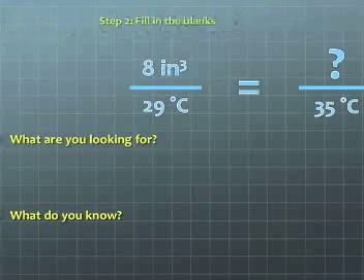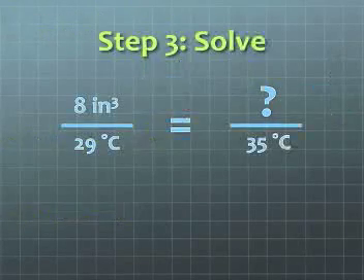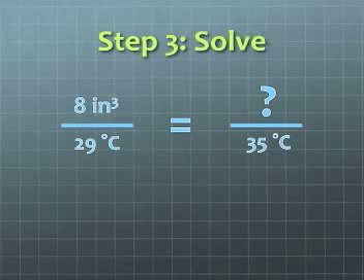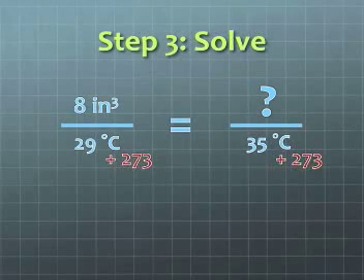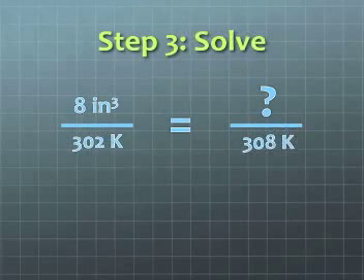For step 3, we want to go ahead and solve. So just do the math. 8 inches cubed divided by a temperature. What we have to do first is add 273 to convert the Celsius to Kelvin. The reason we do this is because in order to solve these gas laws, we need our temperature in Kelvin. So we're going to make that conversion: 302 Kelvin, 308 Kelvin.